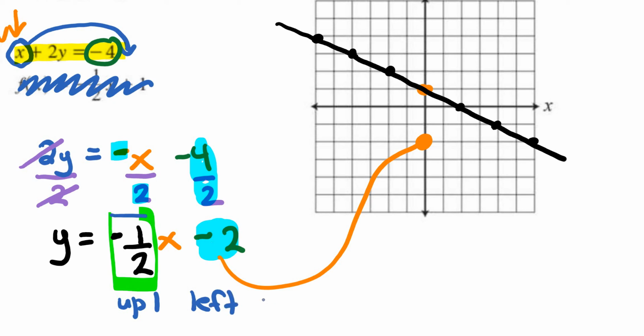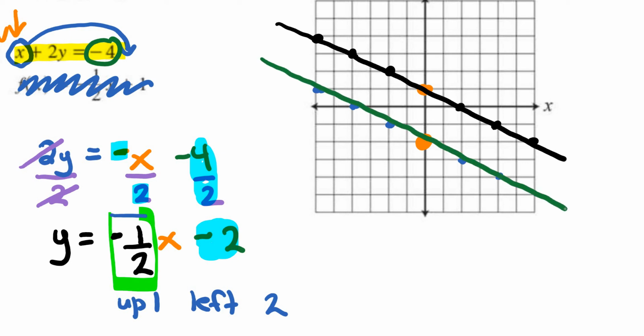Sorry, up 1 and left 2. So if I go up 1, left 2 there, that means I go up 1, left 2, up 1, left 2, up 1, left 2, down 1, right 2, down 1, right 2, down 1, right 2. And that's what you'd get there. And if I just draw the line connecting all of this, notice that the slopes are exactly the same, right? So same slope and different y-intercepts. The y-intercepts are different because one's at positive 1 and one's at negative 2, right? So this means you have no solution here. And that's it for that particular problem there.